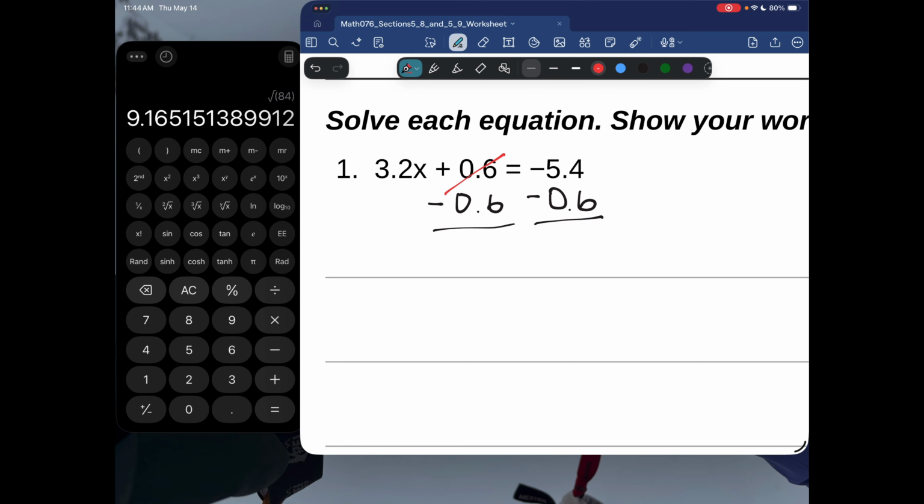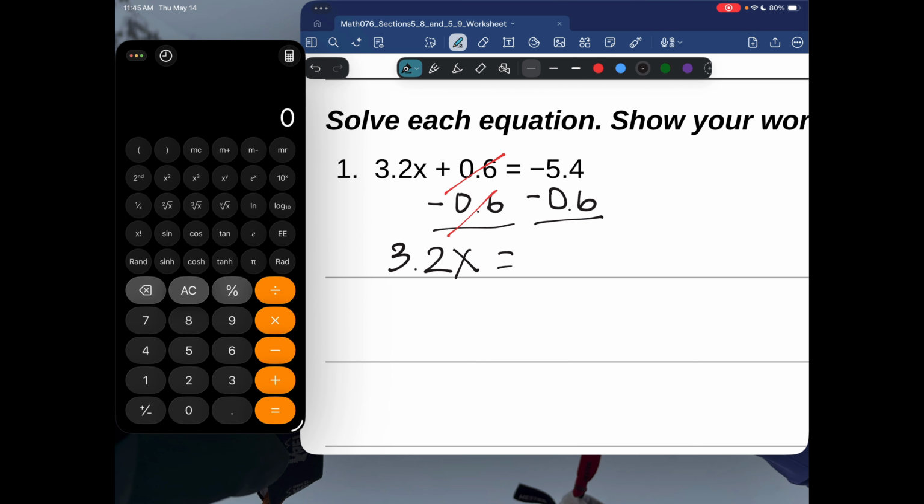These ones cancel over here, which is what I want. I'm left with 3.2x equals, and I'm going to put it in my calculator. You could do the math, you don't have to. I don't want to. I'm going to use my calculator. I have negative 5.4 minus 0.6 gives me negative 6.